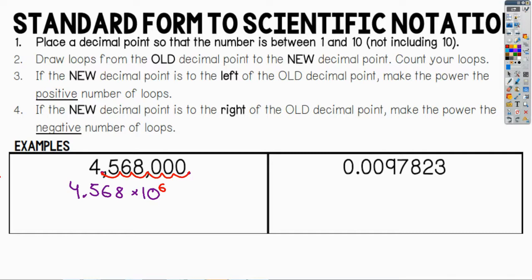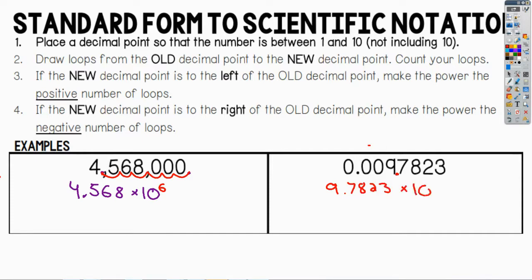It's not between 1 and 10. So what I need to do is move this decimal so that it is in between 1 and 10. The first number I see that's not 0, I'm going to put my decimal behind. So there's a 0. I can't do that. There's a 0. But if I put it behind this 9, now this number is going to become 9.7823. So I'm going to rewrite 9.7823. We always say times 10.